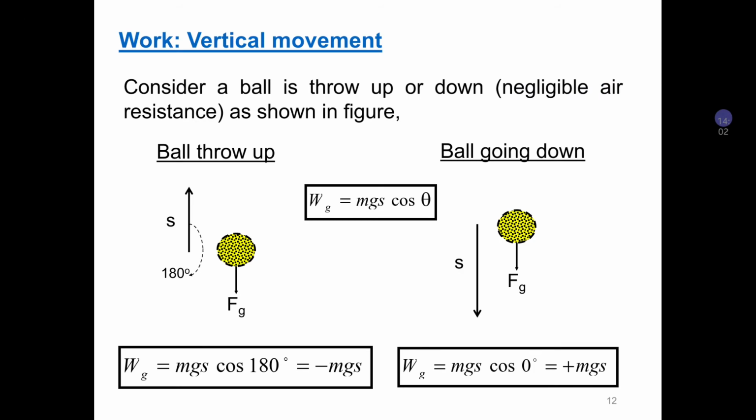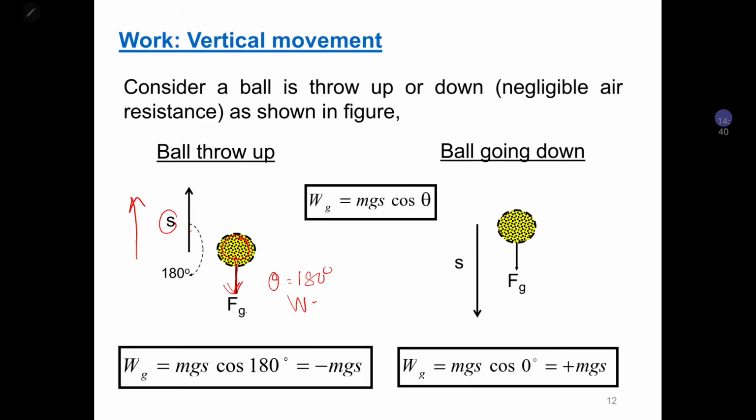Alright, so work done in vertical movement. We consider a ball is thrown up or down, shown in figure. For example, in the first figure, the ball is thrown up. So the direction of ball adalah ke atas, upward. And then the force acting on this ball is caused by the gravitational force. We know that the gravitational force is always downward. So the angle between gravitational force dan juga displacement adalah 180 degree.